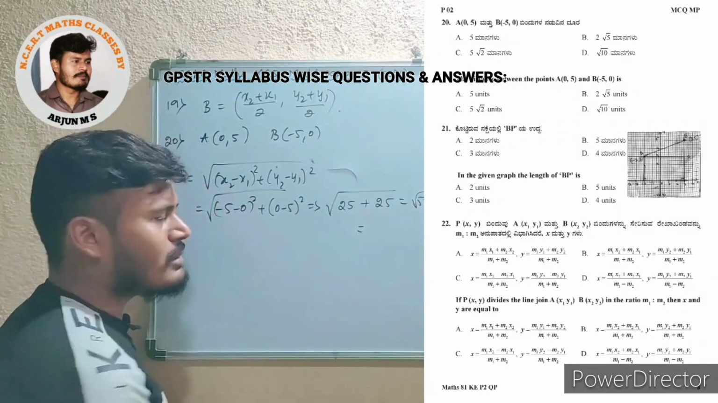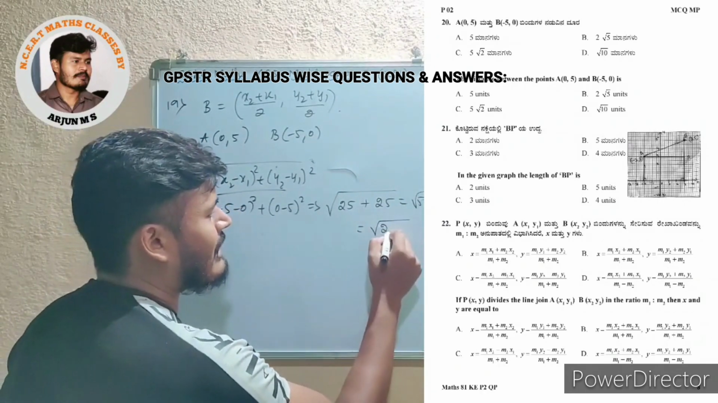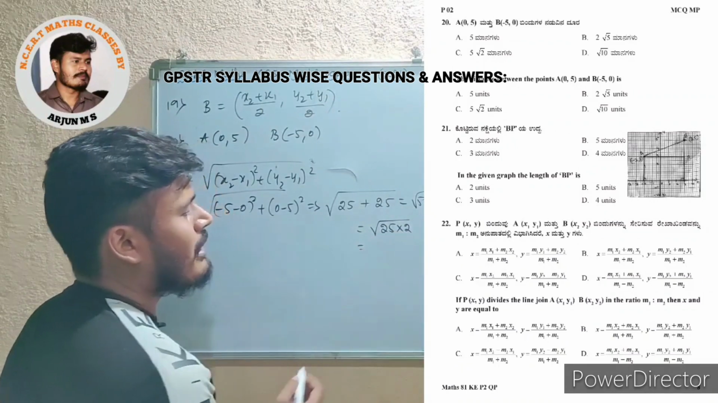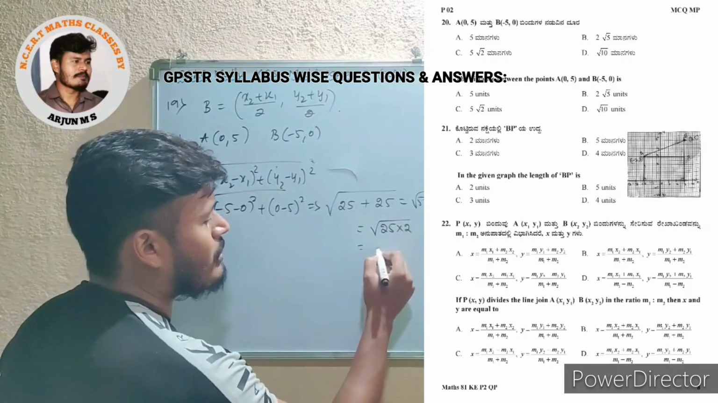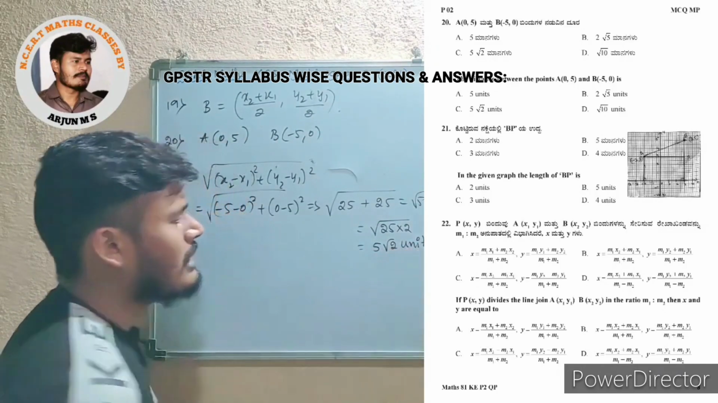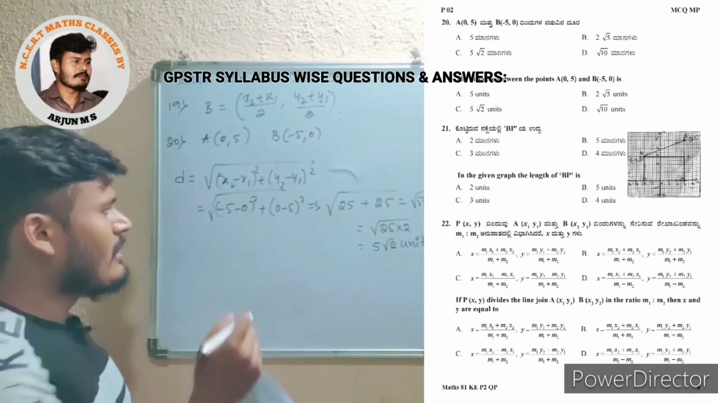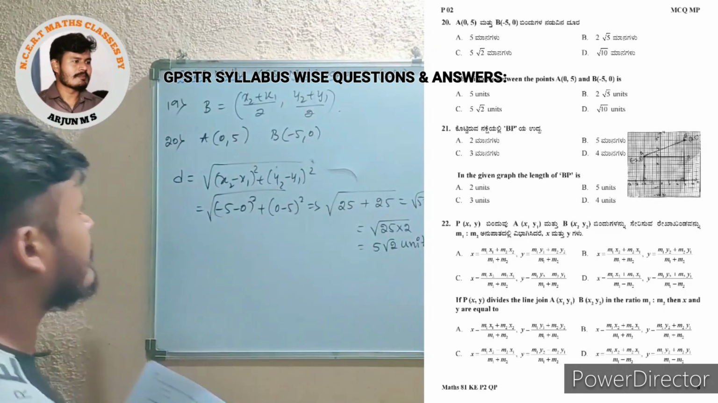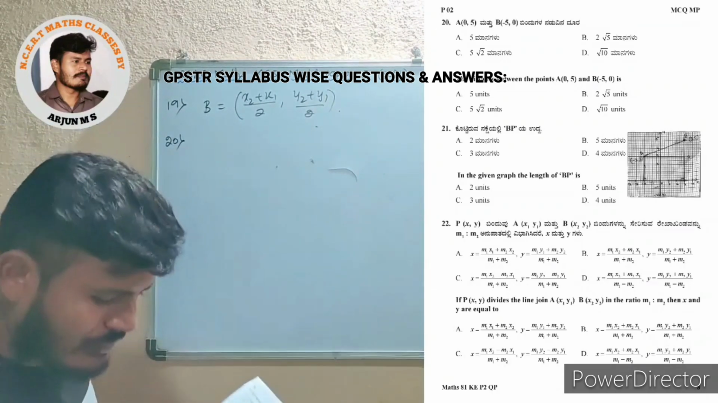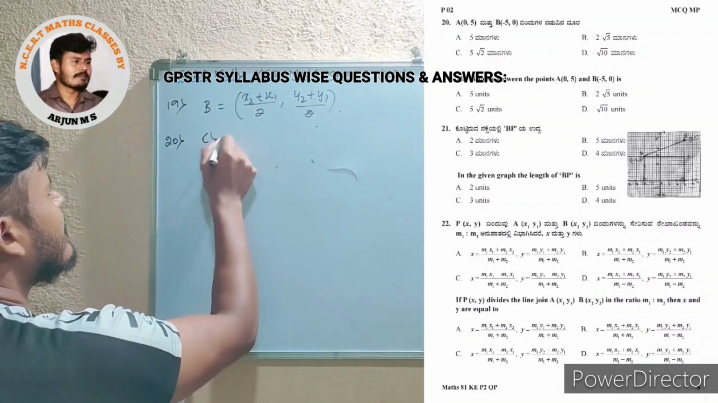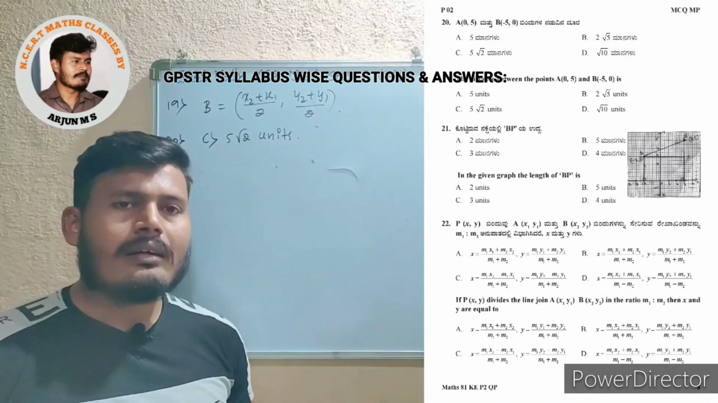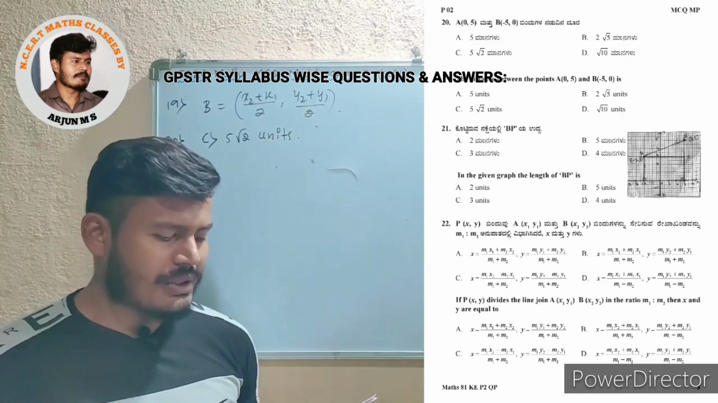Root 50 is not a perfect square, that's why we can write it as 25 into 2. 25 is a perfect square. You just take it out from the square root, we get 5 root 2 units as the answer, right? So here the answer for this question is option C, 5 root 2 units. Let us move to the 21st question.